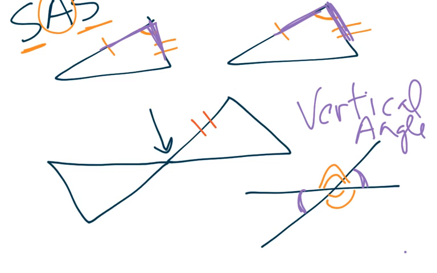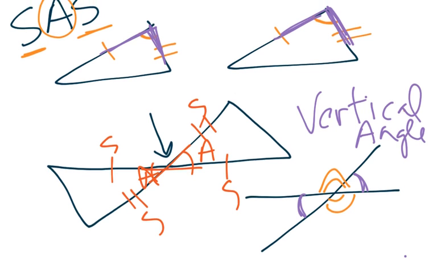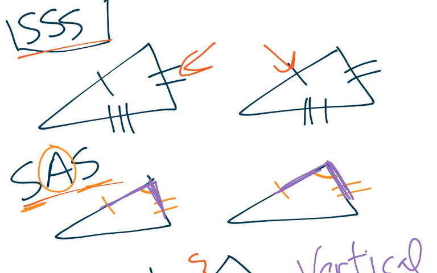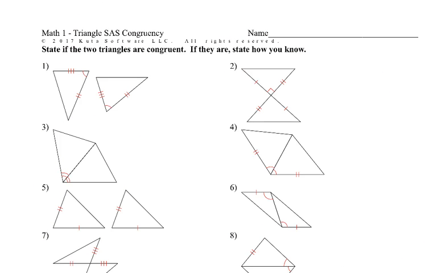So they may do something like this and ask you if that's congruent. Okay, well, we've got two sides. Do we have the angle in between? It doesn't show up, but because it's a vertical angle, we know that it is. So we say yes by side angle side. Okay, so we could be using these two rules to solve our problems.